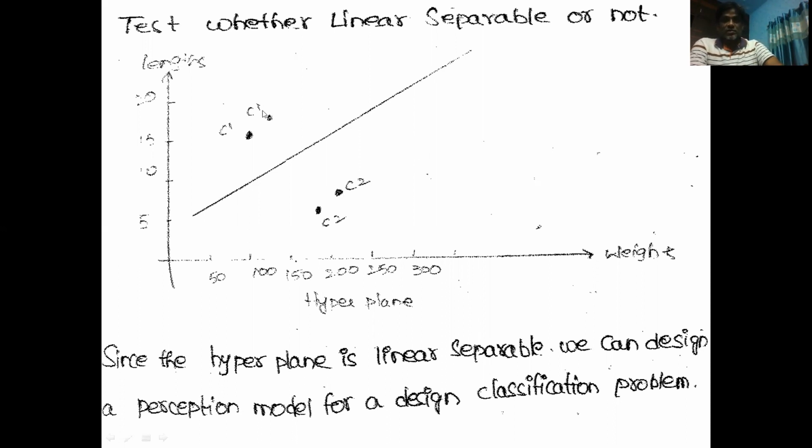We can say that the input patterns are linearly separable if we can draw a straight line to separate class 1 onto one side of the line and class 2 onto the other side of the line. It is possible to draw a line anywhere over here to separate the class 1 and class 2 input patterns. Therefore, the given input patterns are linearly separable, and we can design a perceptron classifier.